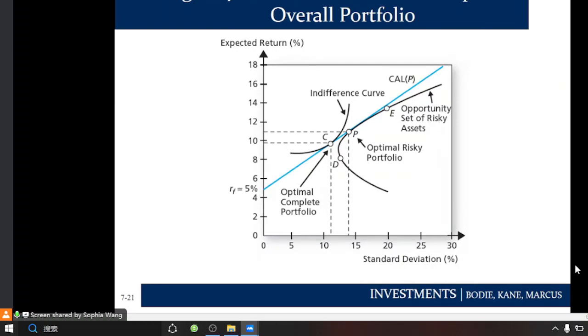So after you get the point C and the point P, all the steps have been finished. So it's easy to calculate. Point C and P, you can get the optimal complete portfolio and the optimal risky portfolio. So all the steps have been done.